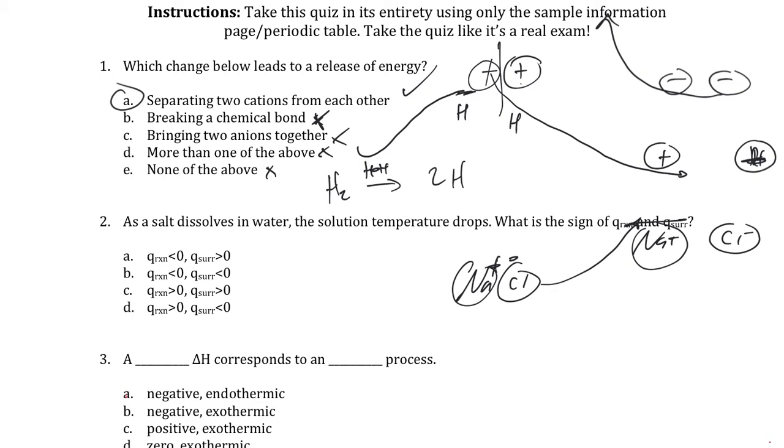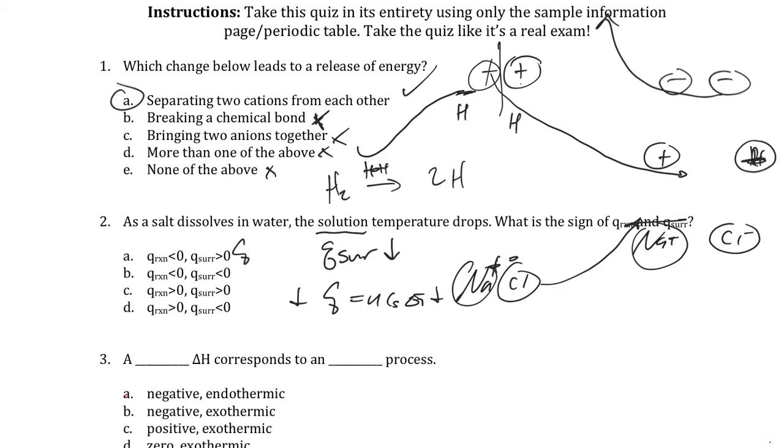As the salt dissolves in water, the solution temperature drops. What is the sign of Q reaction and Q surroundings? Okay, so the key is the solution is the surroundings. And so if the temperature of the surroundings drops, the heat of the surroundings drops. This Q is just mcΔT. So if this is dropping, ΔT is dropping. So the temperature is dropping.